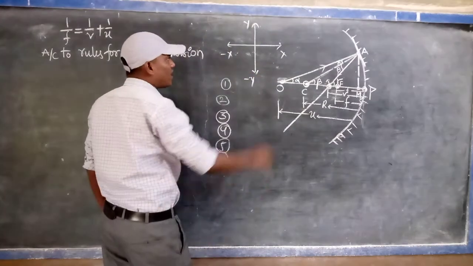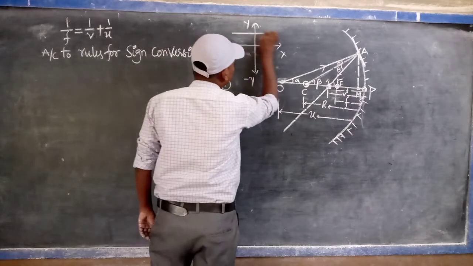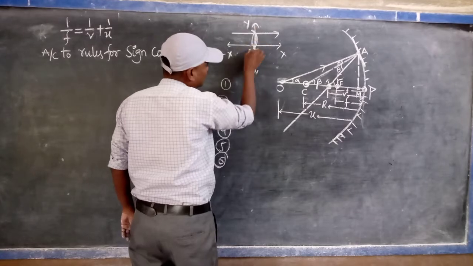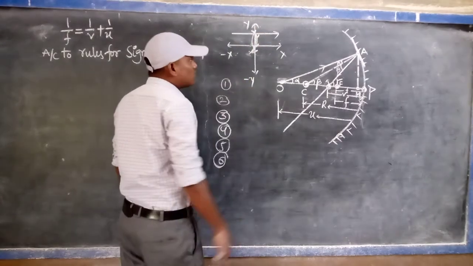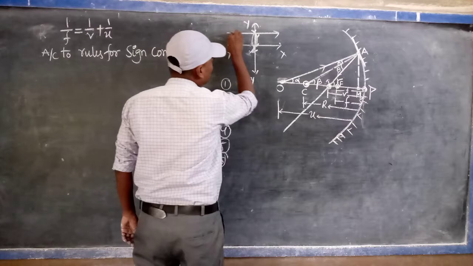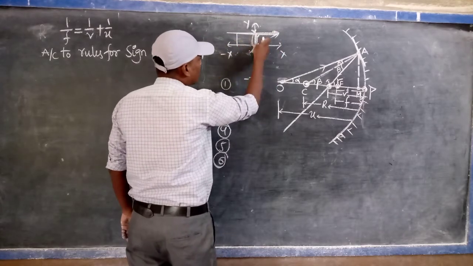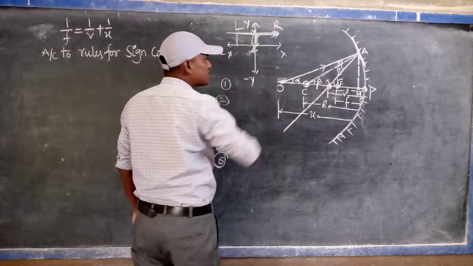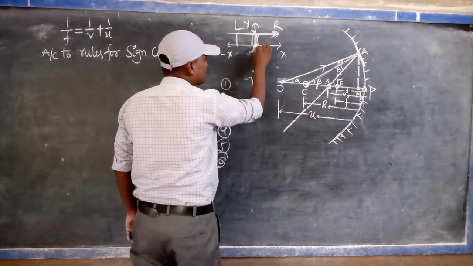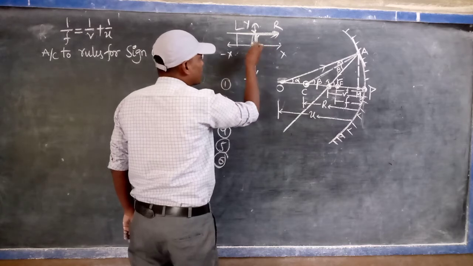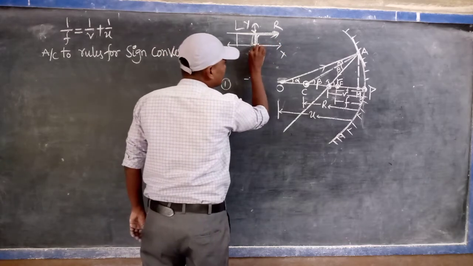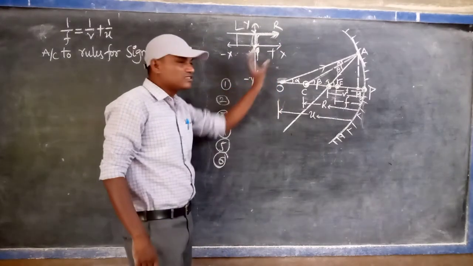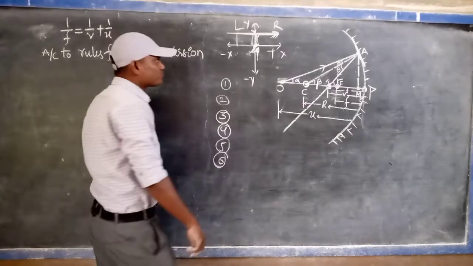If the rays are moving like this in a concave mirror, we can consider that. The object is here, and the rays move from left to right. This is the pole, the origin. If you measure any distance in the direction of the incident ray, it is positive, because this is the plus x direction according to mathematics.